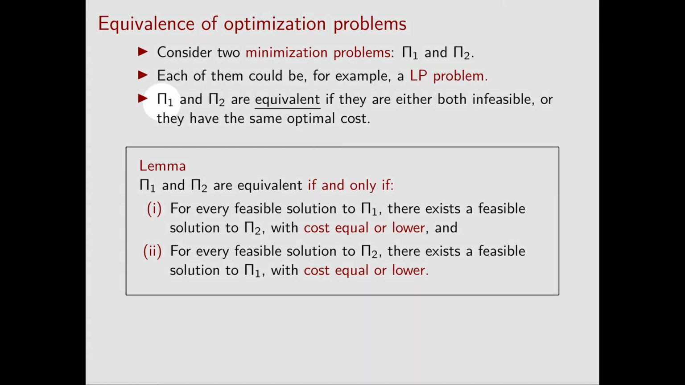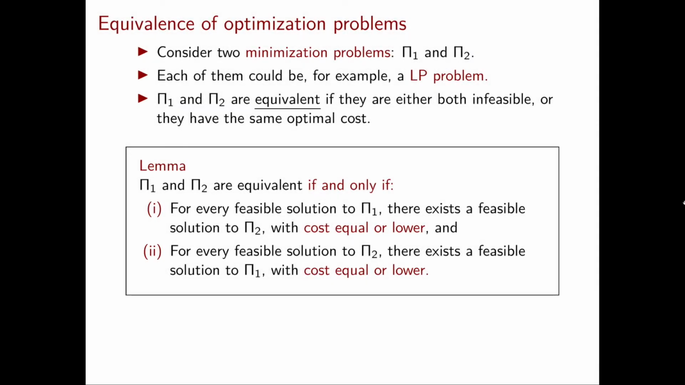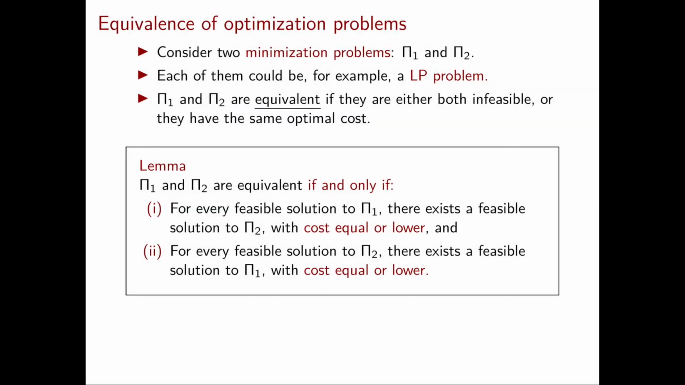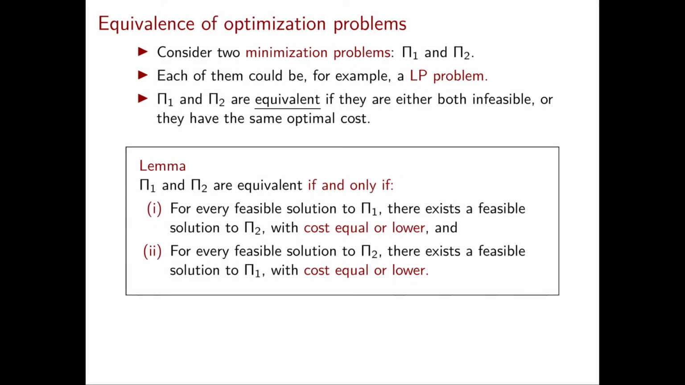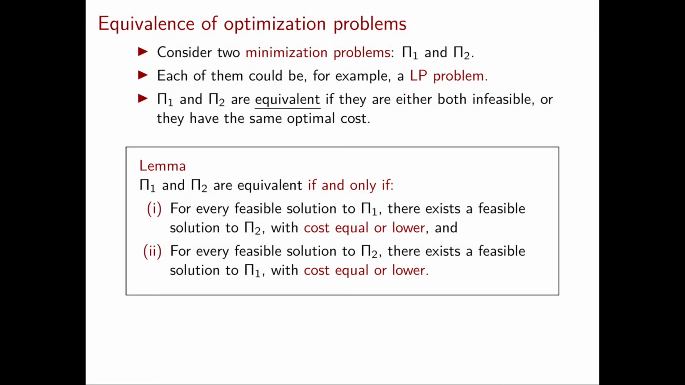Here's our lemma. Pi1 and pi2 are equivalent if and only if both these conditions apply. So, condition 1 tells me that for every feasible solution to pi1, there exists a feasible solution to pi2 with cost equal or lower. Secondly, for every feasible solution to pi2, there exists a feasible solution to pi1 with cost equal or lower. So these two conditions are very similar, they're just symmetric because all you have to do is flip pi1 with pi2 and you obtain the other condition.